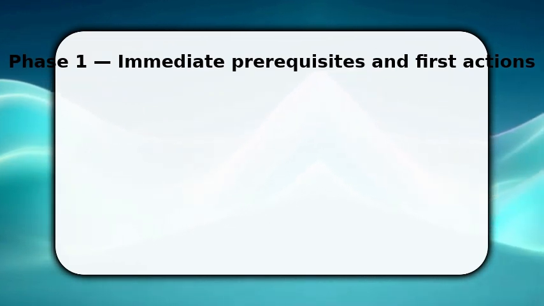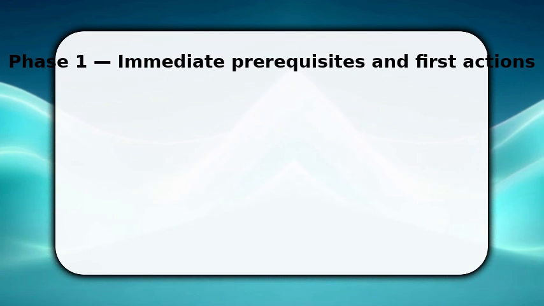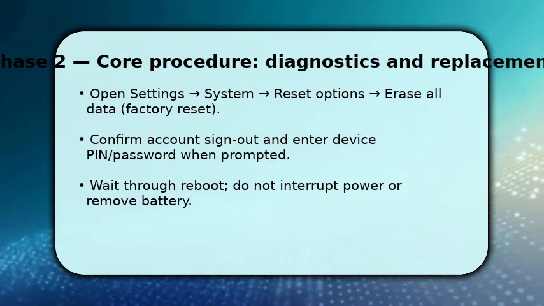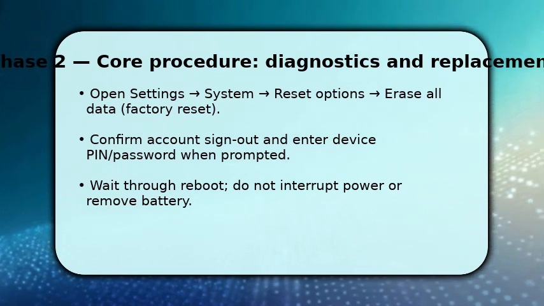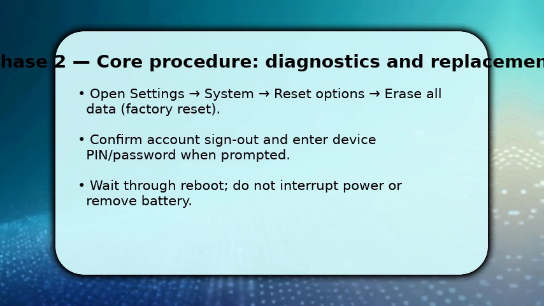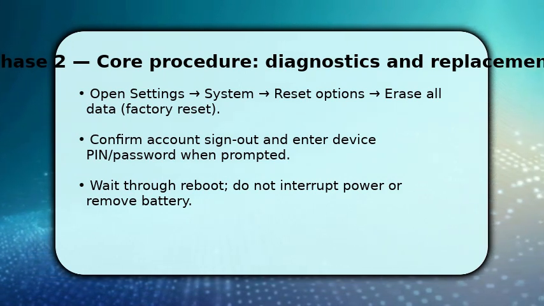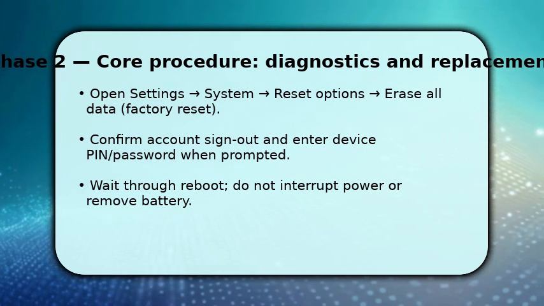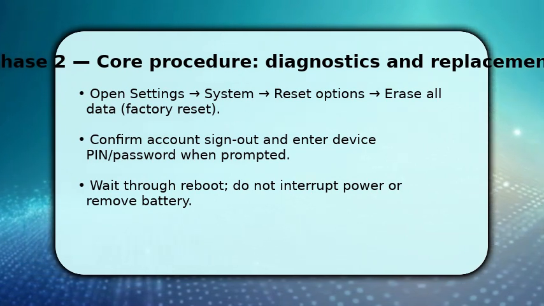With prerequisites checked, move into Settings to begin the reset process. You navigate to Settings, then System, and choose Reset Options. Tap Erase All Data Factory Reset. When prompted, confirm you want to sign out of accounts and enter your PIN or password. This prevents unauthorized resets. Once you accept, the phone will begin wiping user data and will reboot automatically.